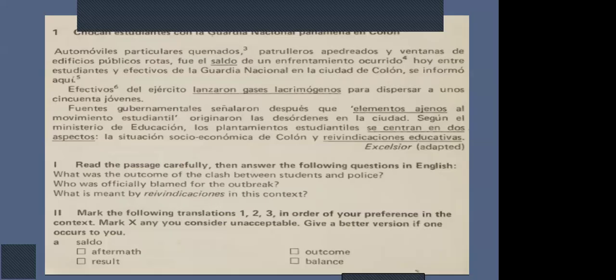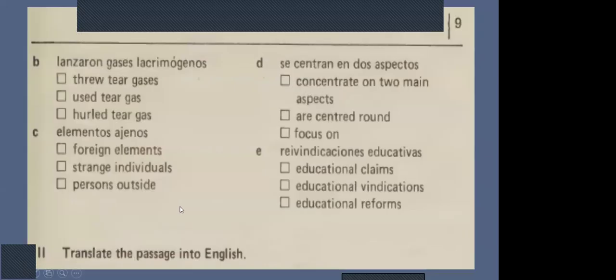That's our first part. Now, second is mark the following translations 1, 2, or 3 in order of your preference in the context. Mark X any you consider unacceptable. Give a better version if one occurs to you. We have a first word there, saldo, and then you get different options, right? That's a part of a second section. We have a couple more here, right? We have to proceed to go ahead and pick the best choice. Lanzaron gases lacrimógenos, elementos ajenos, se centran en dos aspectos, reivindicaciones educativas.